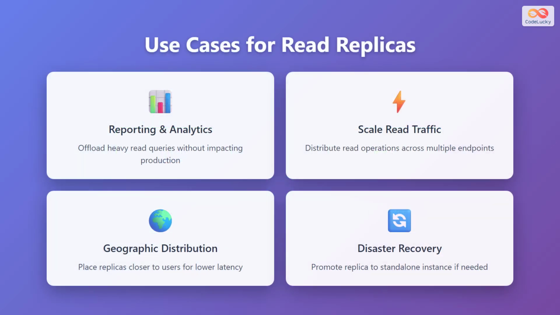There are 4 primary use cases for read replicas. First, reporting and analytics workloads can be offloaded to a replica, preventing heavy queries from impacting your production database. Second, you can scale read traffic by distributing queries across multiple replica endpoints. Third, read replicas enable geographic distribution by placing them closer to users in different regions, reducing latency. Fourth, they provide a disaster recovery option since you can promote a replica to become a standalone primary instance if needed.